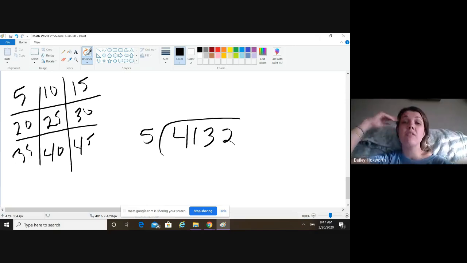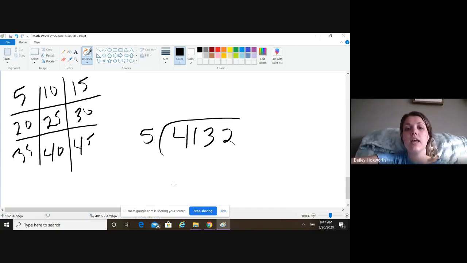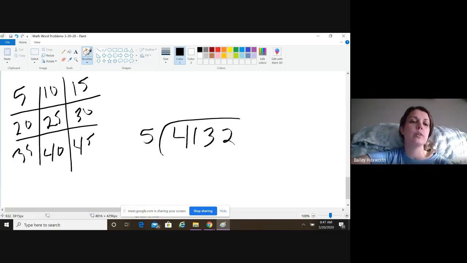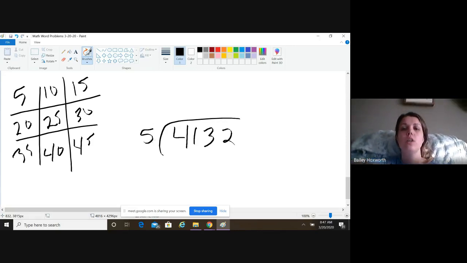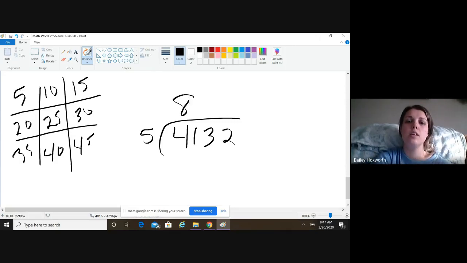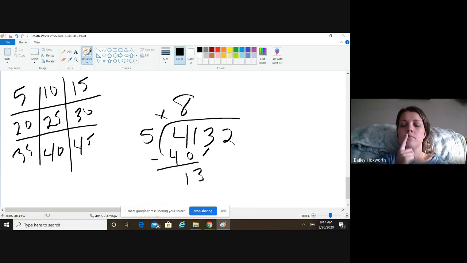All right, 4 cannot be divided by 5 because 4 is smaller than 5. We got to make sure the number on the inside of the house is just as big or bigger than the number on the outside of the house before we can divide. So 41. How many times can 41 be divided by 5? We'll look at my chart. 1, 2, 3, 4, 5, 6, 7, 8 times. 8 times 5 is 40. When I subtract, I'm left with 1, and I bring down my 3.